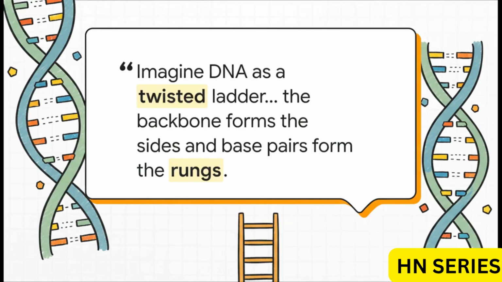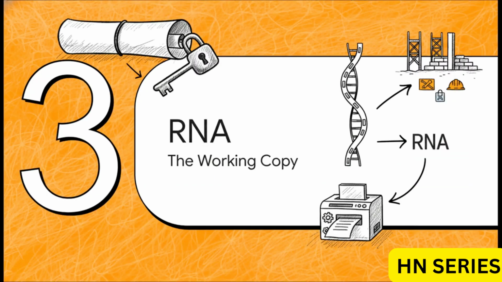The ladder analogy really is the best way to picture it. So imagine that super strong sugar phosphate backbone we talked about. Those are the sides of the ladder, providing all the strength. And the base pairs, A with T and G with C, those are the rungs of the ladder, holding the two sides together. And, most importantly, protecting the precious genetic code tucked away safely in the middle. Okay, so that's DNA, the master plan.